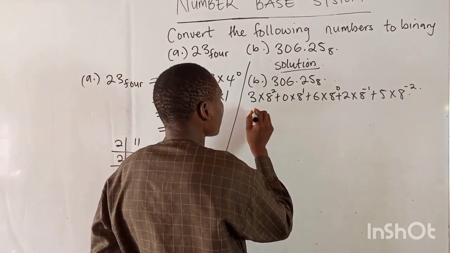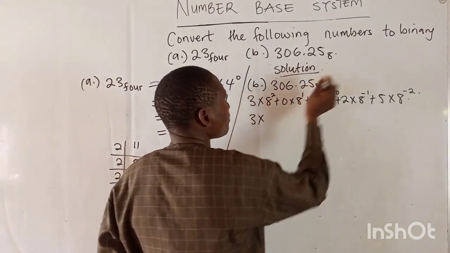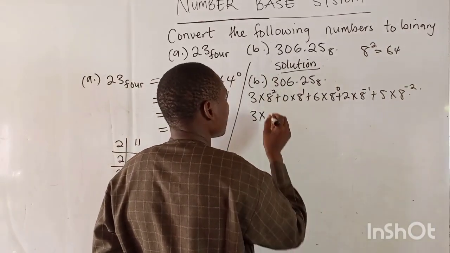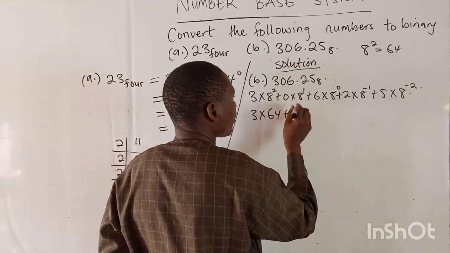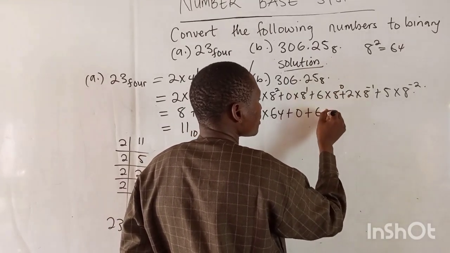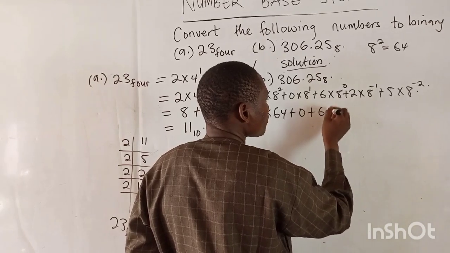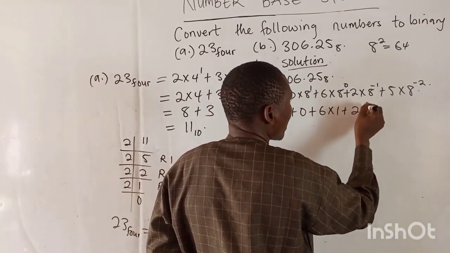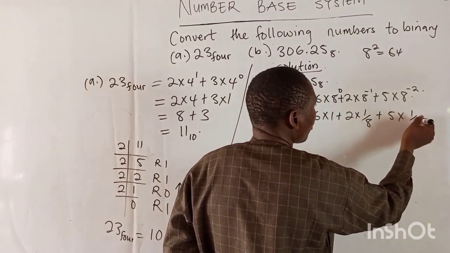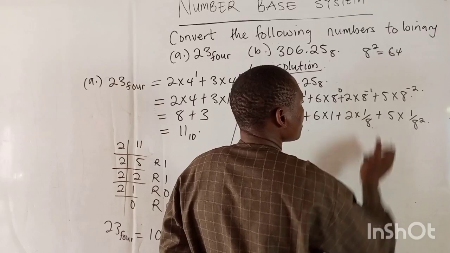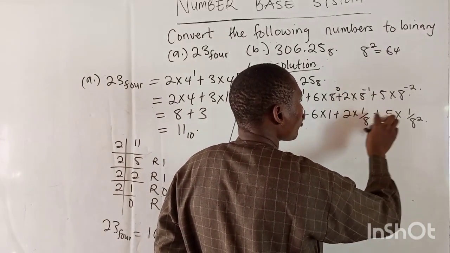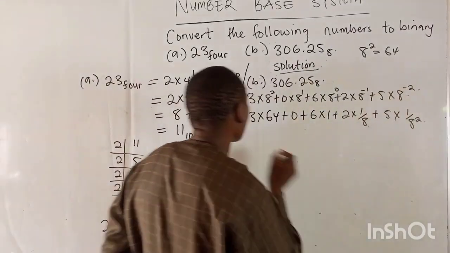Now we are going to have 3 multiplied by 8 raised to the power of 2, which is 64, 8 times 8. Then plus any number multiplied by 0 is 0. Plus 6 multiplied by 8 raised to the power of 0, which is 1, so 6 times 1. Then plus 2 times 1 all over 8. Then plus 5 times 1 all over 8 to the power of 2. The minus sign is just representing 1 all over.